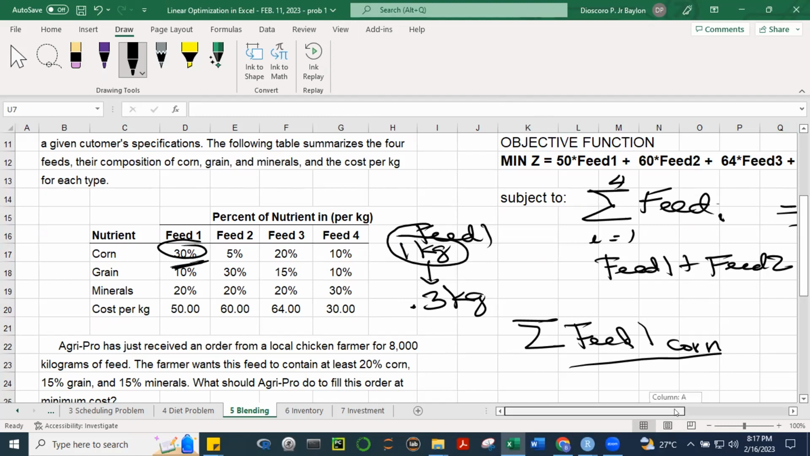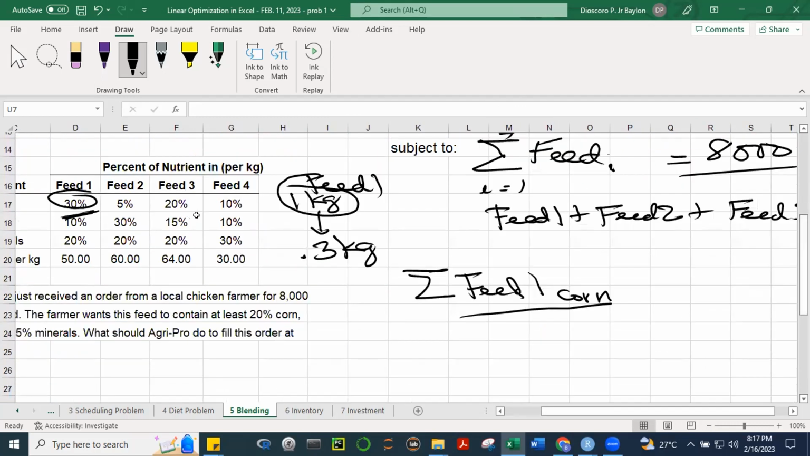So let's take a look at the corn component. Let's elaborate on what Rex was saying about the corn component, because Rex is right that we have a certain constraint as far as the content of the mix as far as corn is concerned. So the question is, where will corn be coming from? Corn will be coming from feed 1, right? And also feed 2, feed 3, and feed 4. They differ as far as the corn content is concerned. Feed 1 has the highest corn content, while feed 2 has the lowest.